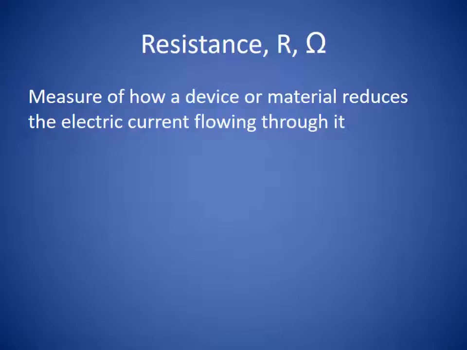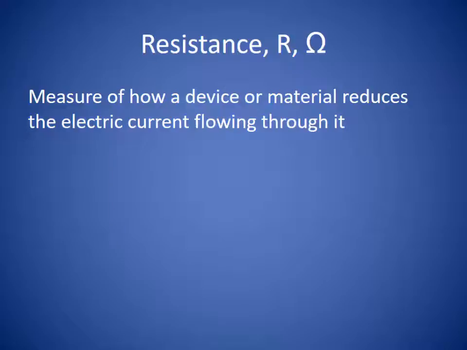Before we really get into this, we want to clarify a couple terms. We discussed resistance before and how it relates to the voltage and current of a circuit. Resistance is the electrical quantity that measures how a device or material reduces the electric current flowing through it. It is given the designation of capital R and labeled in ohms.